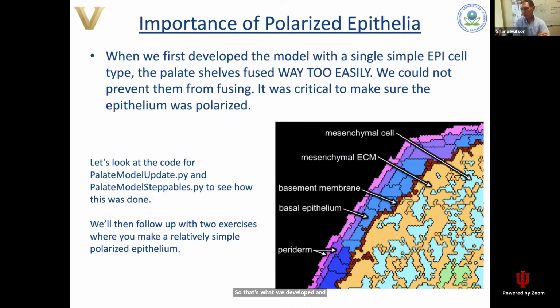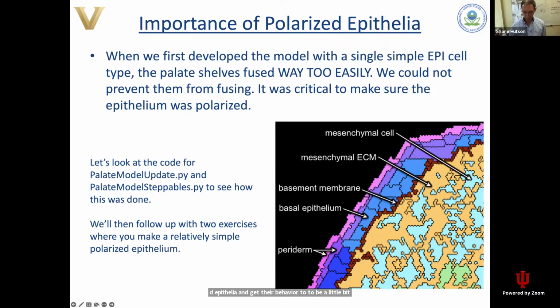So that's what we developed. And what I want to talk through in the exercises, and we'll look at the code, whatever you want to look at in the code, we'll do that first, but then we'll go through the exercises, is to think about the importance of polarized epithelia and how you could put that into one of your models. So I shared beforehand the palette model update steppables.py. Sorry, I should have typed that correctly. You should have access to those and be able to open them up. There's lots of examples in there, and we'll take a look at them. It's fairly complicated code, so we'll also do simpler examples where we just try to make some polarized epithelia and get their behavior to be a little bit better.